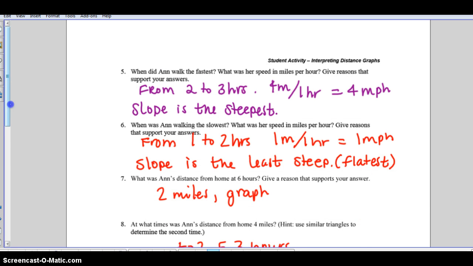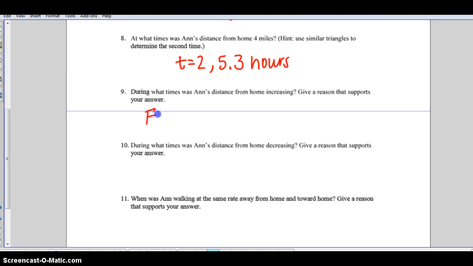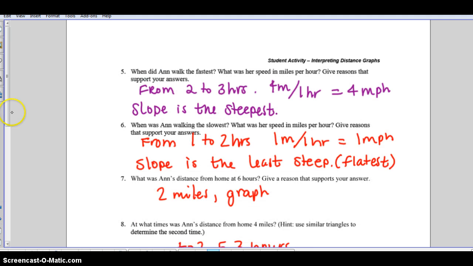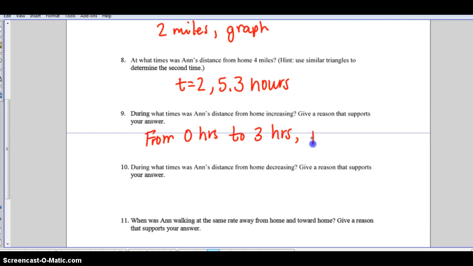So we would say from 0 hours to 3 hours. And if you look at the graph, the reason is because we have all positive slopes. The graph is increasing, it's going up. So we have positive slopes, which is causing the graph to increase.